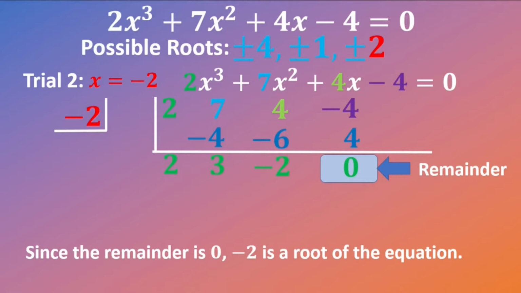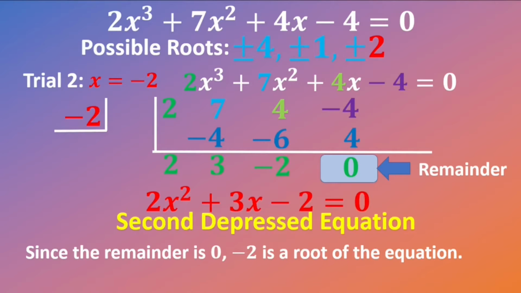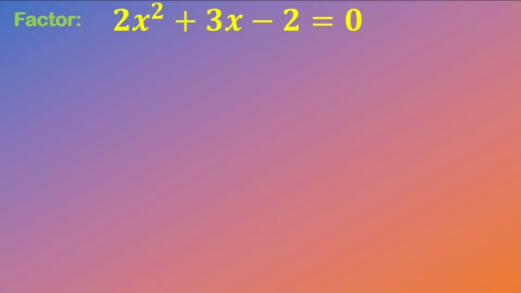Now, to convert the result to get the second depressed equation, just simply subtract 1 from each exponent. If our highest degree is 3, just simply subtract 1 from it. So 3 minus 1, that is 2. Therefore, we will be using x squared as the literal coefficient of 2. We will now have 2x squared plus 3x minus 2 is equal to 0 as our second depressed equation. Since 2x squared plus 3x minus 2 is equal to 0 is already in its quadratic form, let's find the other roots by factoring 2x squared plus 3x minus 2.